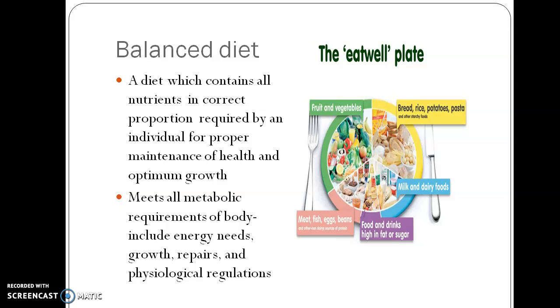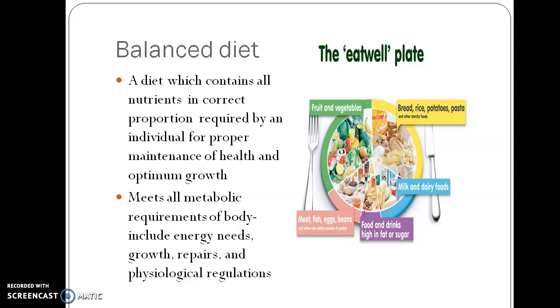First, what is a balanced diet? Diet which contains all the nutrients in the correct proportion required by an individual for the proper maintenance of health and optimum growth is called a balanced diet. It's a diet which contains all the body building and energy giving nutrients in right amounts and correct proportion needed by a person for optimum growth, health, repair and reproduction.